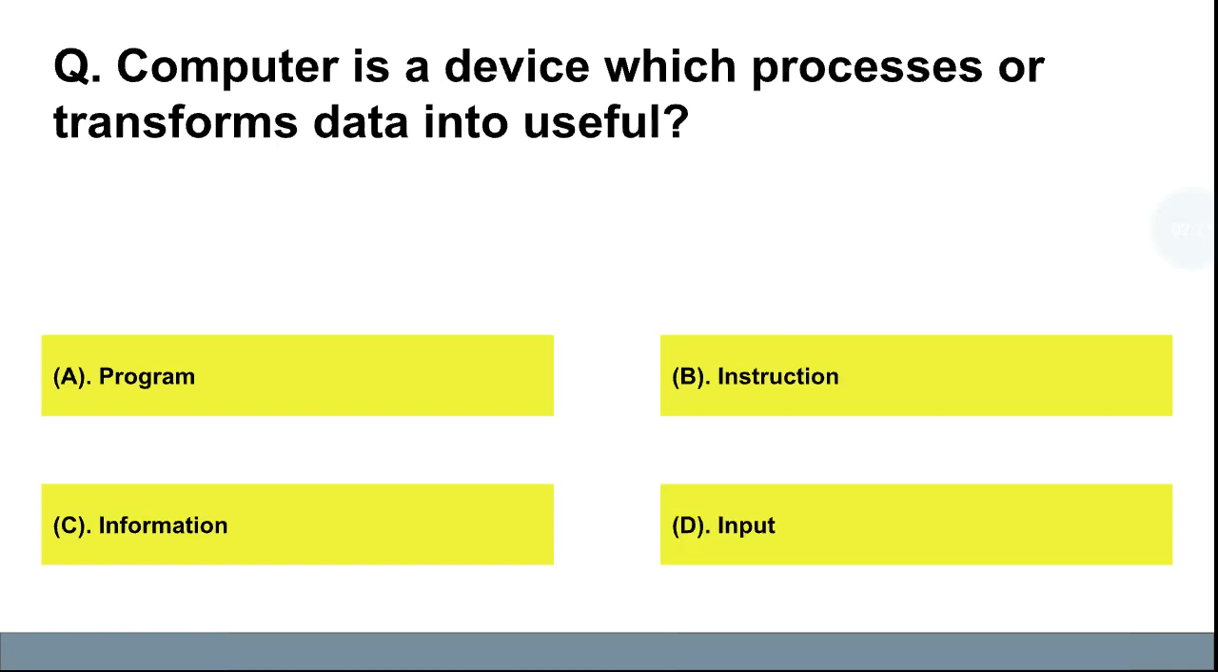Next question: a computer is a device which processes or transforms data into useful. Option A, program, option B, instruction, option C, information, option D, input. And the correct answer is option C, information.